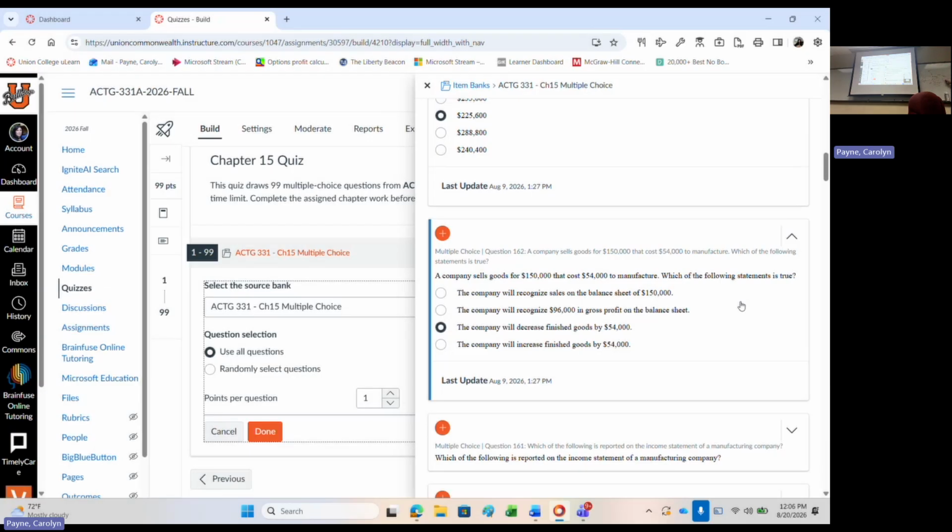When they get sold, the journal entry is debit cost of goods sold, credit finished goods. So it's just saying it took 54,000 to do that, and that's why it's a decrease. You're decreasing finished goods, increasing cost of goods sold. Okay, got it. That's your journal entry. Good, thank you. You're welcome.